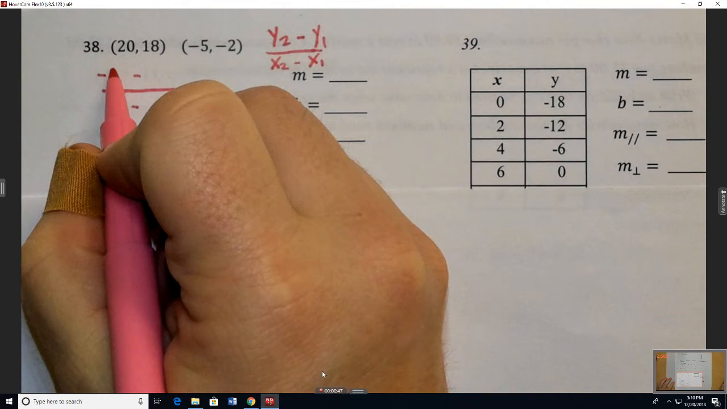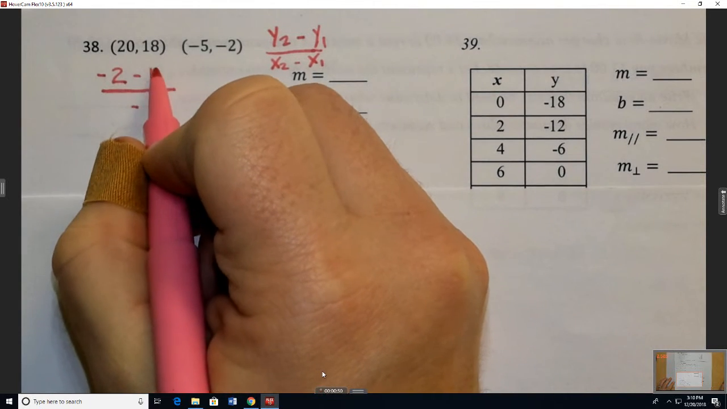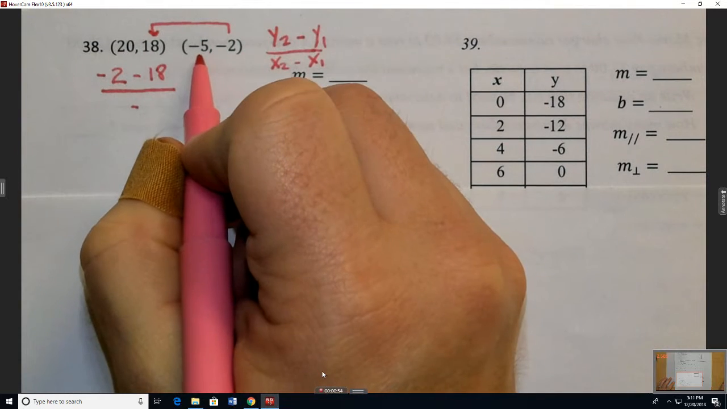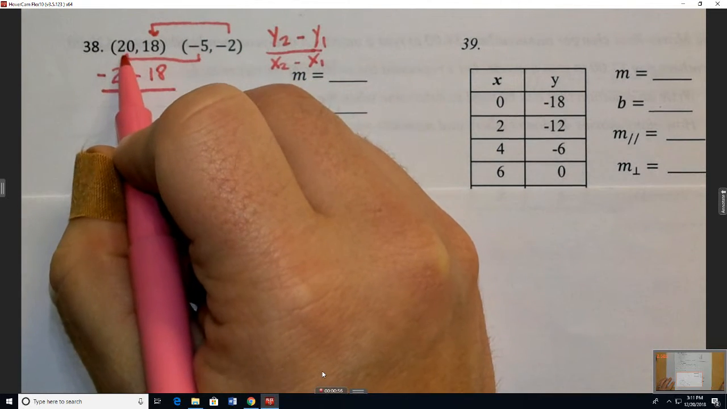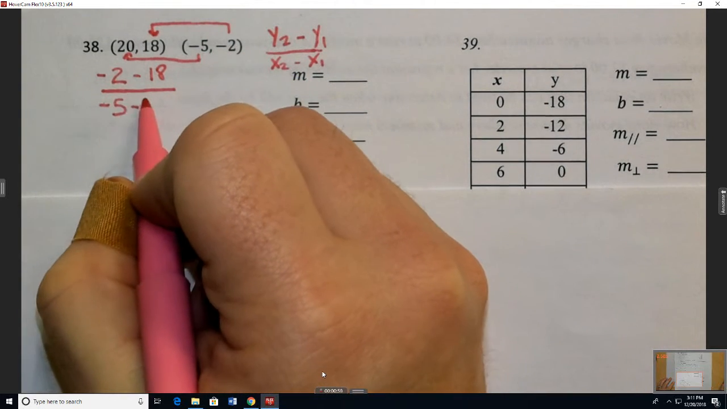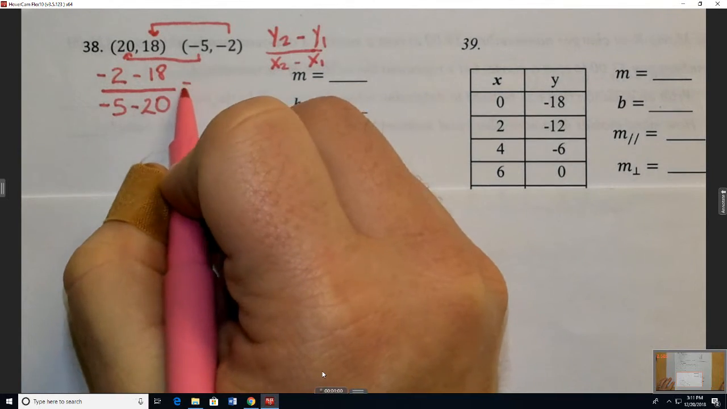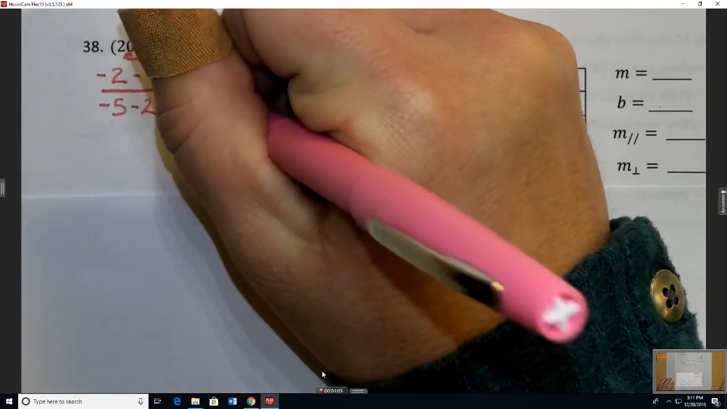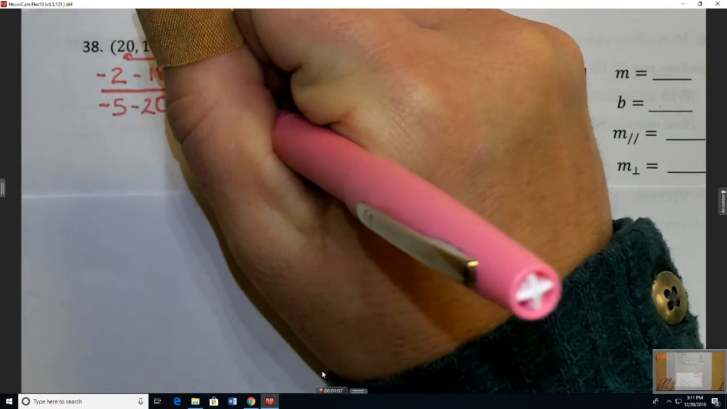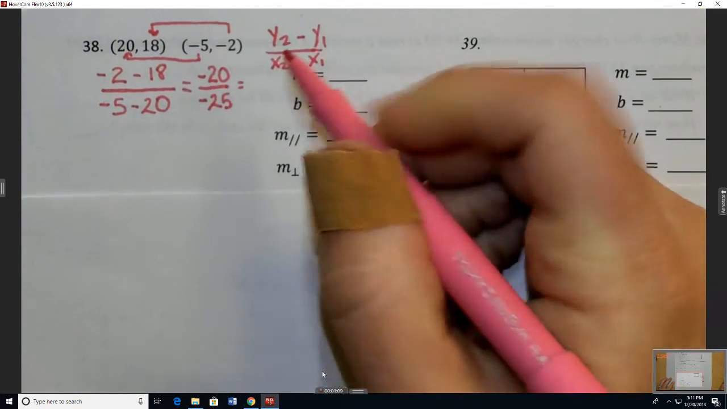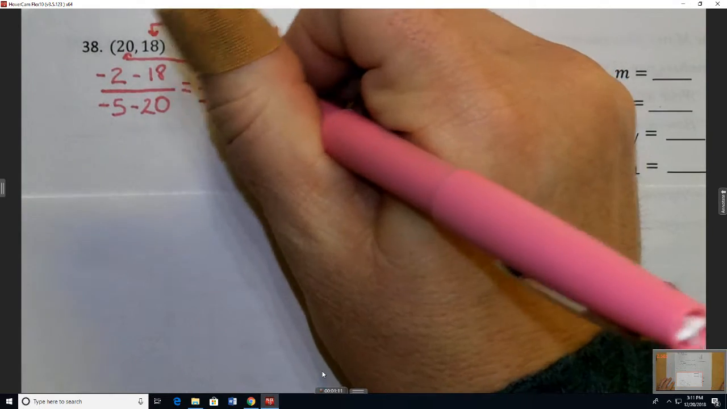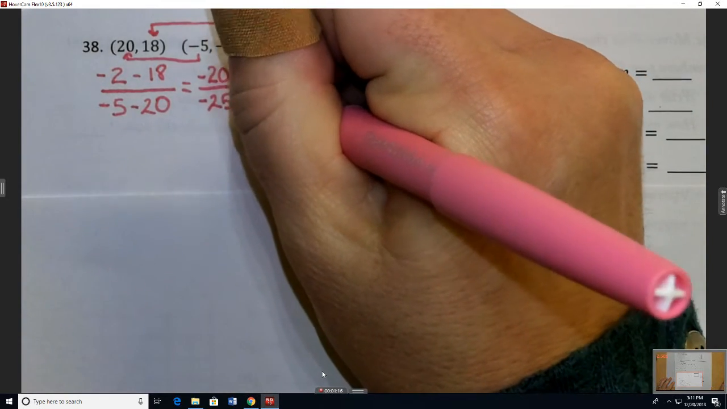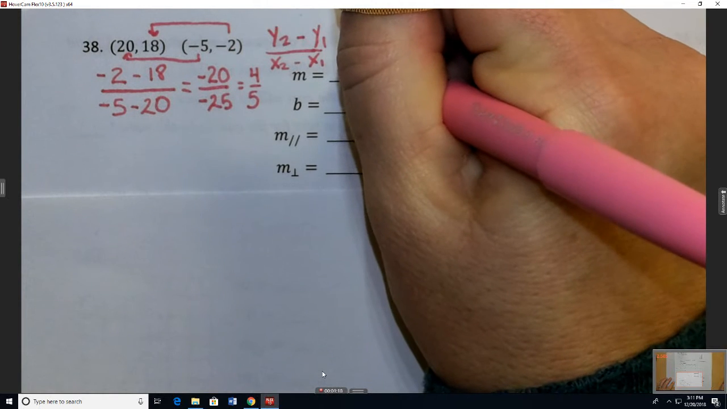I'm going to start with negative 2 minus 18. And since I started from this point, I have to go that same direction this way, so negative 5 minus 20. And so I'm going to get negative 20 divided by negative 25. And a negative divided by a negative is going to make a positive. It looks like both of these can be divided by 5, so it's going to reduce to a slope of 4/5.